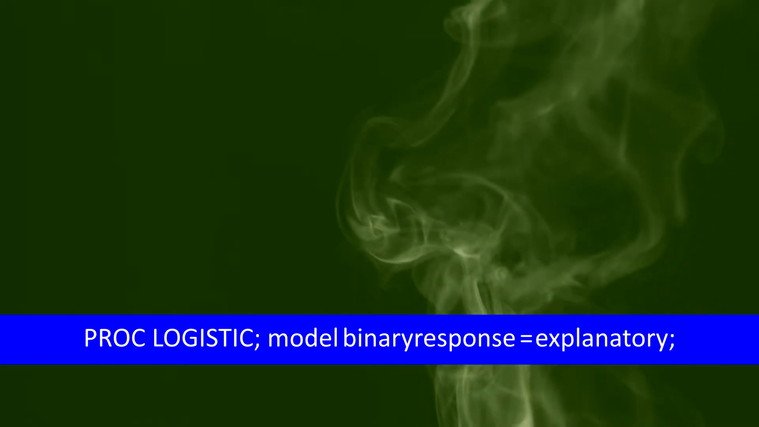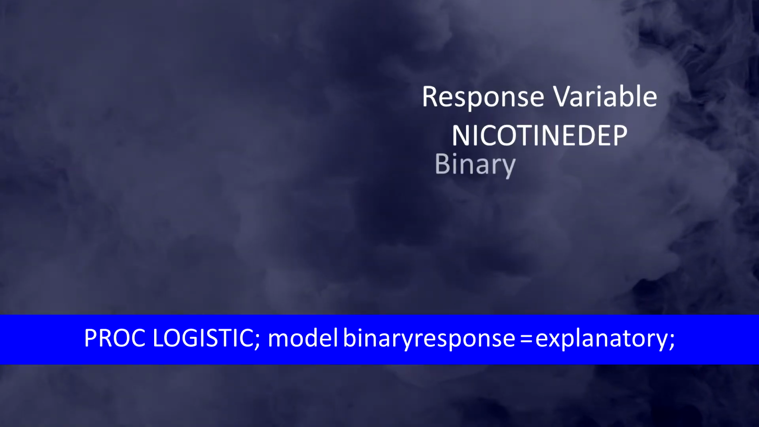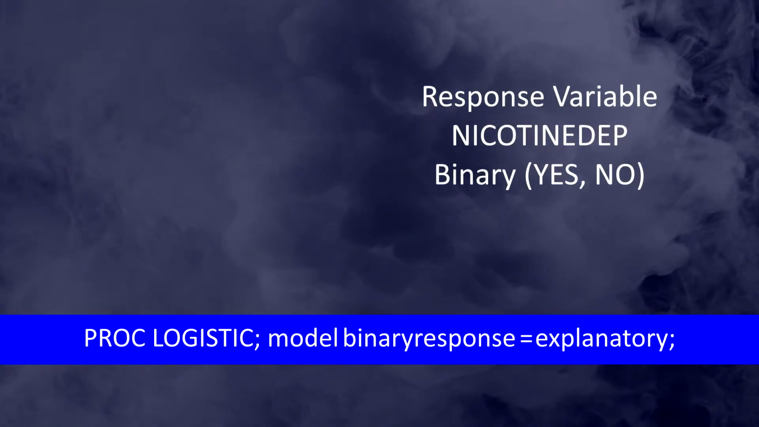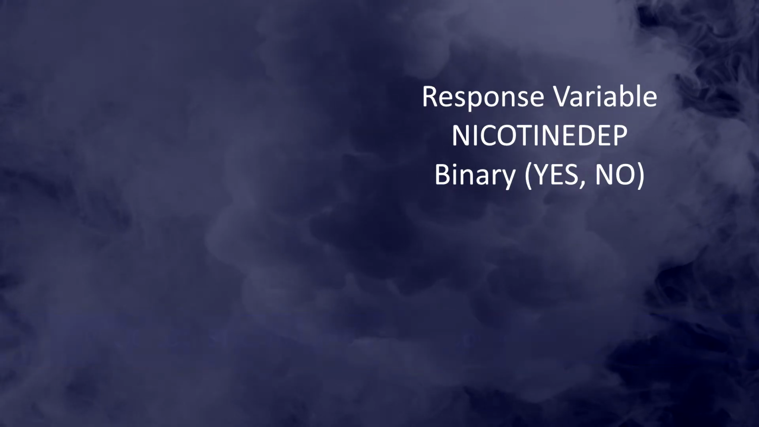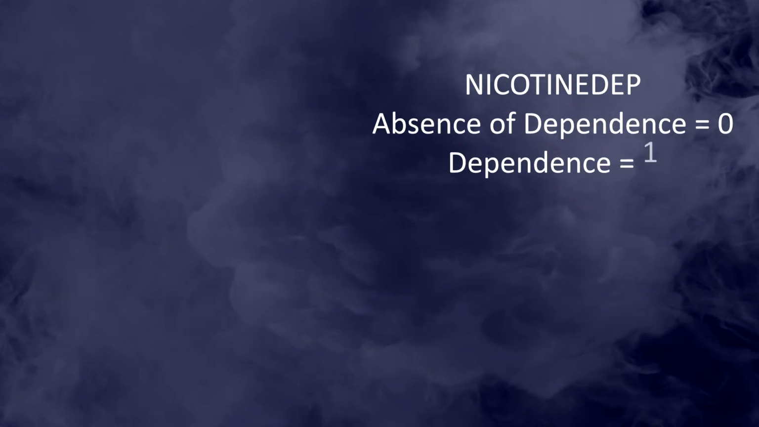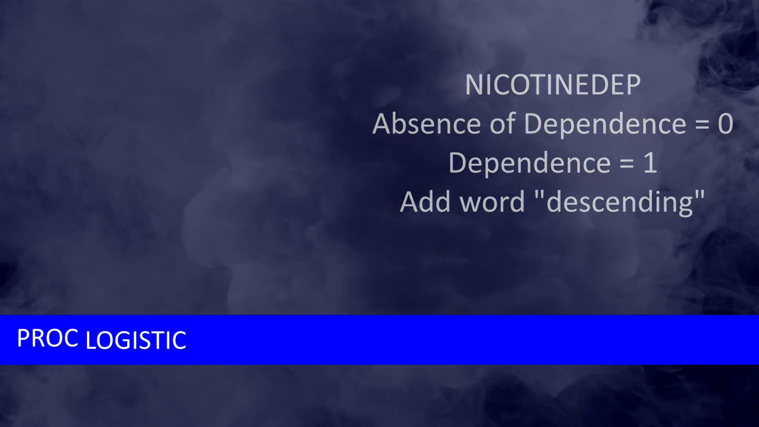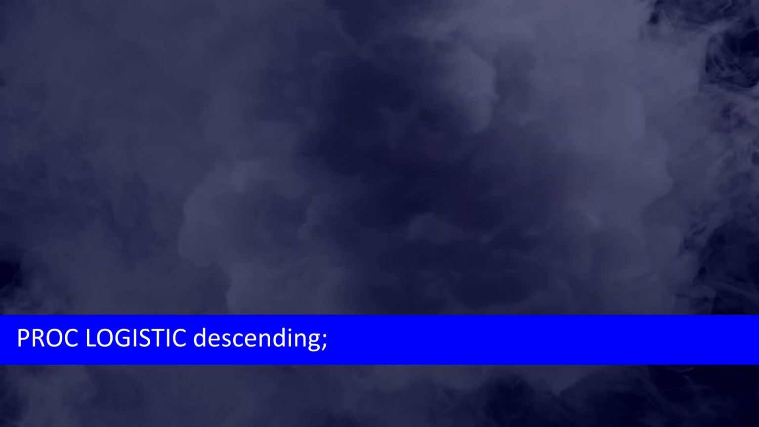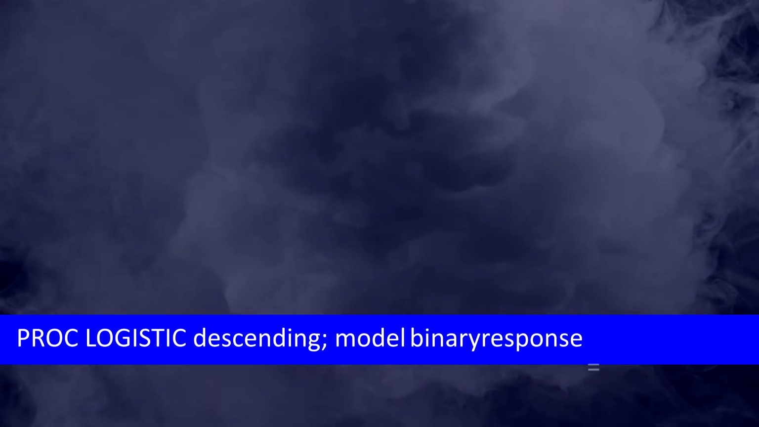Our response variable, nicotine dep, is binary, yes or no to nicotine dependence, and so we should use a logistic regression. Note, however, that because our variable is coded 0 and 1, where 0 is the absence of nicotine dependence and 1 is the presence of nicotine dependence, we also need to add the word descending to the code to assure that we're predicting the presence of nicotine dependence rather than its absence.